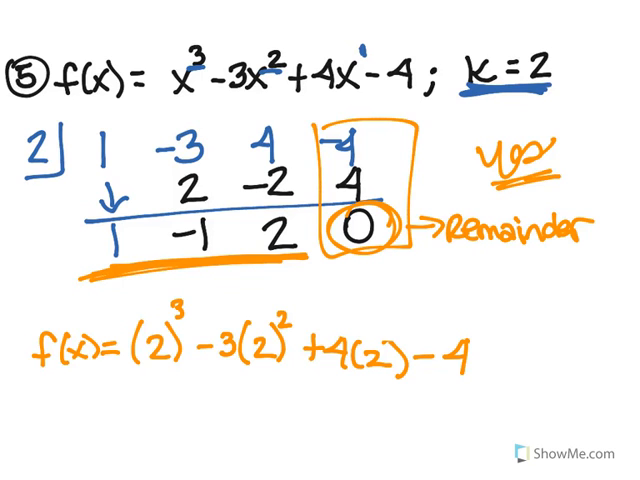We know that 2 to the third would give you 8. 2 squared is 4 times negative 3 would give me a negative 12 plus 8 minus 4. So you're looking at 8 minus 12 plus 8 minus 4 will equal 0 if you type all that in your calculator. So yes, that's going to be an answer.